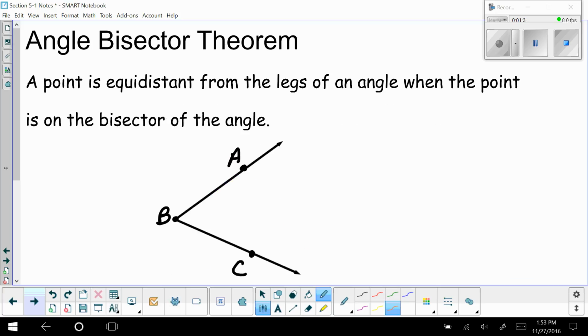The other theorem I wanted to look at is the angle bisector theorem. And this says that if I have a point P that's on my angle bisector, so I want to bisect angle ABC. Well, when I measure the distance from P to either side of the angle, remember we measure from a point to a segment in terms of drawing a segment that's perpendicular to that other segment.